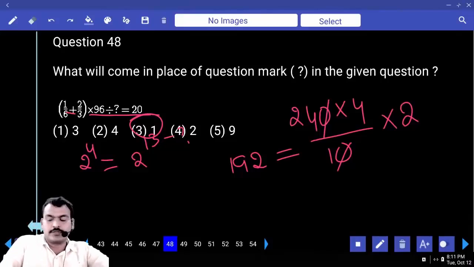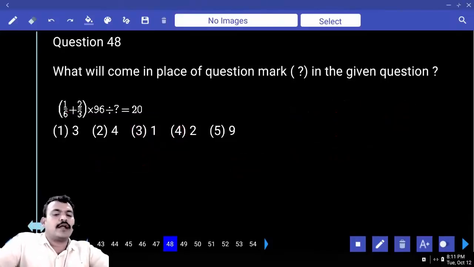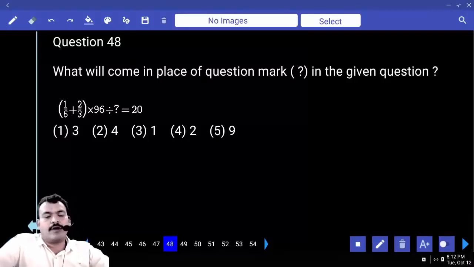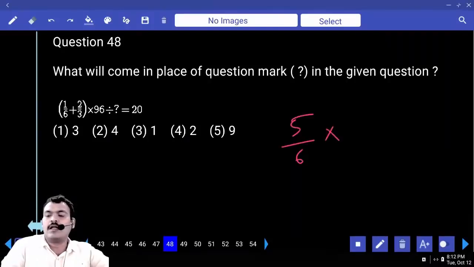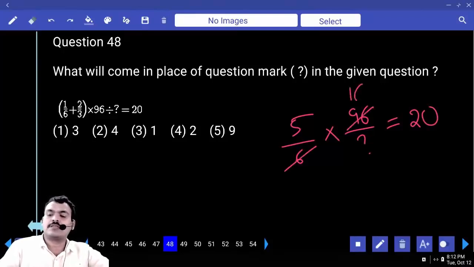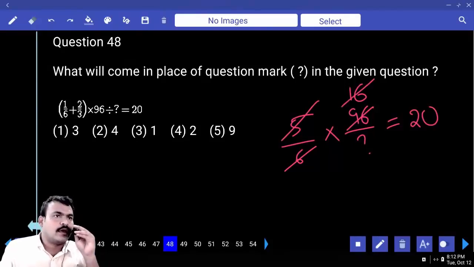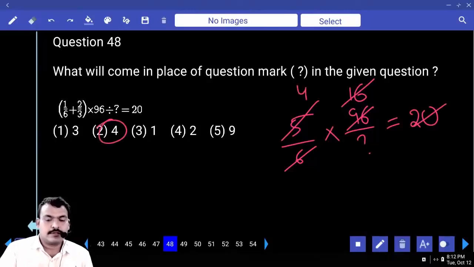Next, question number 48. First priority, which one? Bracket value. 2 by 3 is nothing but 2 by 3 doubled. What is that 2 by 3 doubled? 4 by 6. Already 1 by 6. 1 by 6 plus 4 by 6 is 5 by 6. Then I return 5 by 6 times something equals how much value? 96 by something equals 20. 6 how many times 96? 16 times. 5 times 16 is how much? 80. 20 how many times? 4 times. Then which option? Second option.